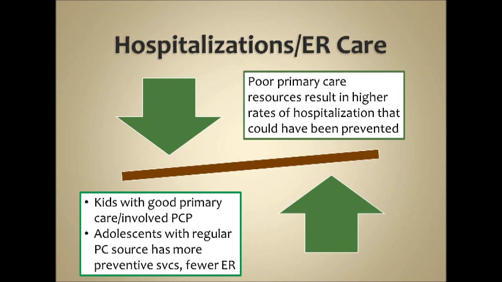So let's talk about hospitalizations and ER care. We want those to go down. We want them to happen only when they're necessary. So poor primary care resources result in higher rates of hospitalization that could be prevented.